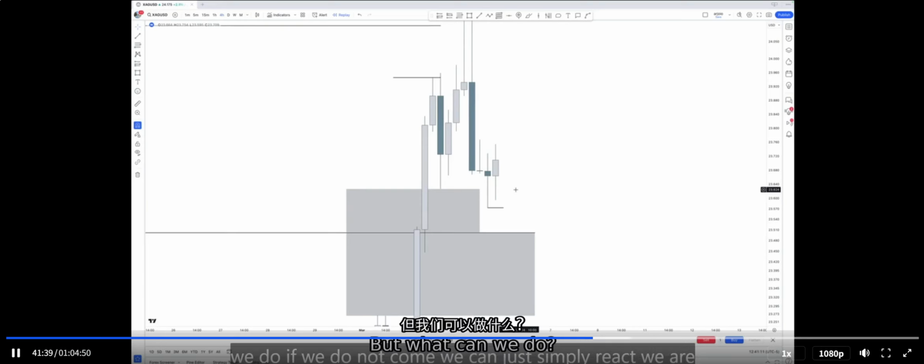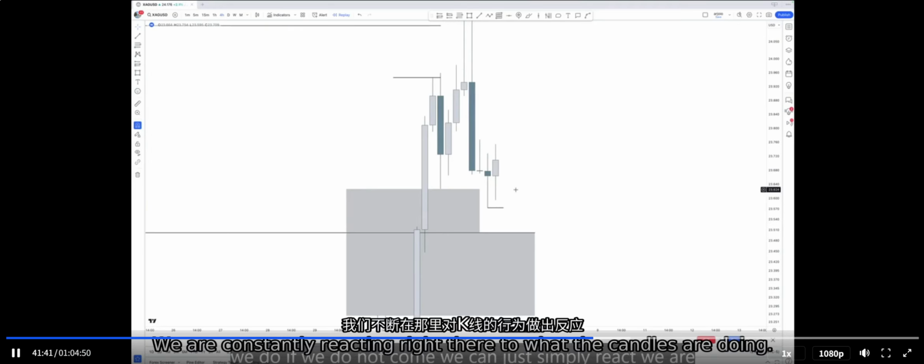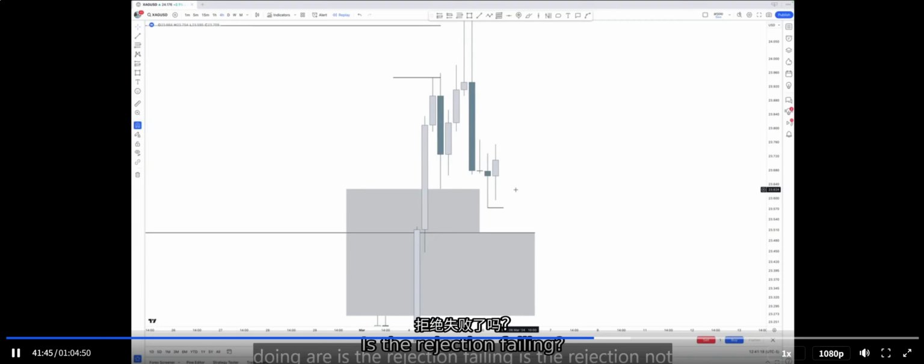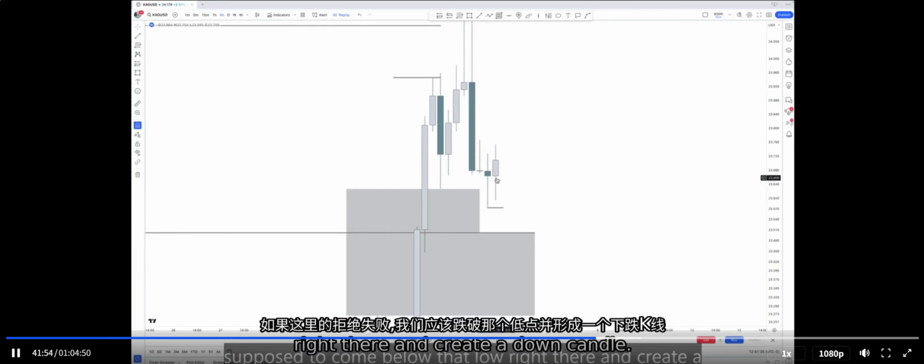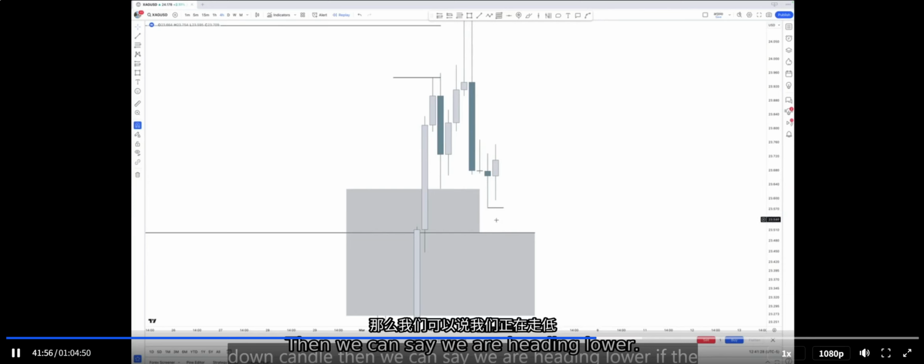But what can we do? We can just simply react. We are constantly reacting right there to what the candles are doing. Is the rejection failing? Is the rejection not failing? If the rejection here was failing, we were supposed to come below that low right there and create a down candle.